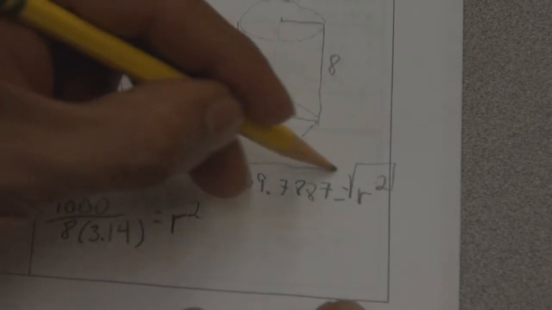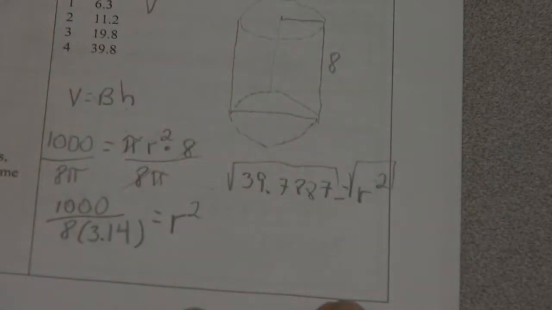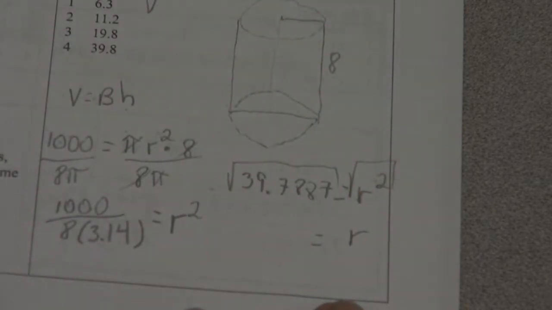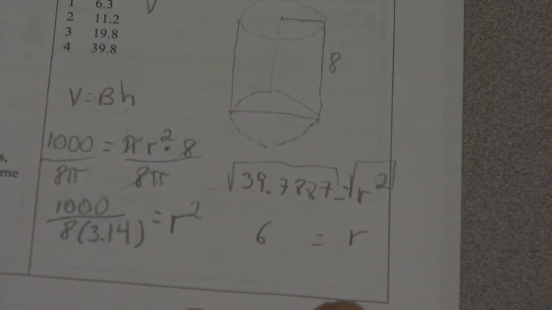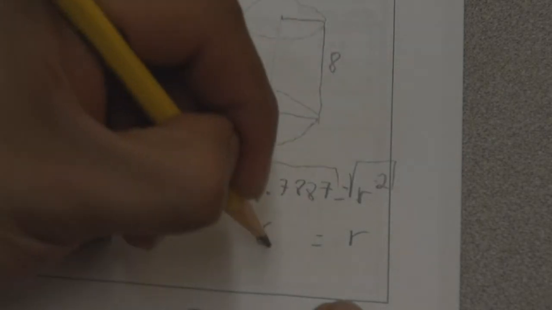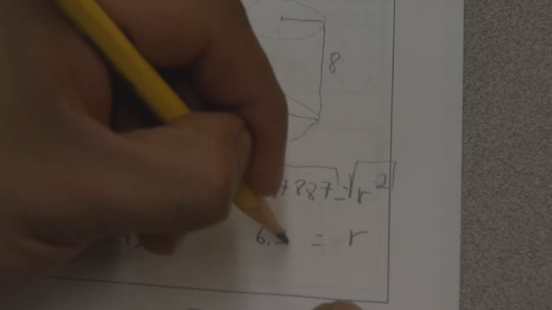Yes, whoever said it, you're right. Take the square root of that. And what is the square root of r squared? R. And what is the square root of 39.7878? Let me see, I don't want to make a mistake. So the square root of that is going to be 6.307.